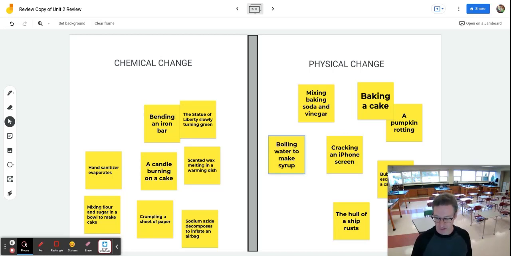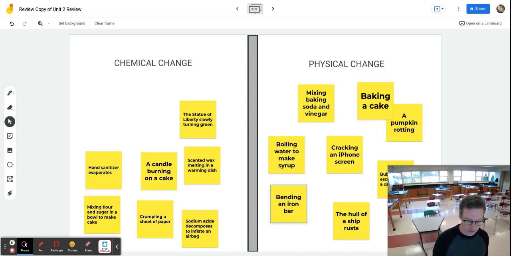Bending an iron bar. Anytime you're changing the appearance of something without changing its composition, that's a physical change. So bending or even breaking something into two pieces is physical because you're just changing its appearance without changing the substance of the material itself.